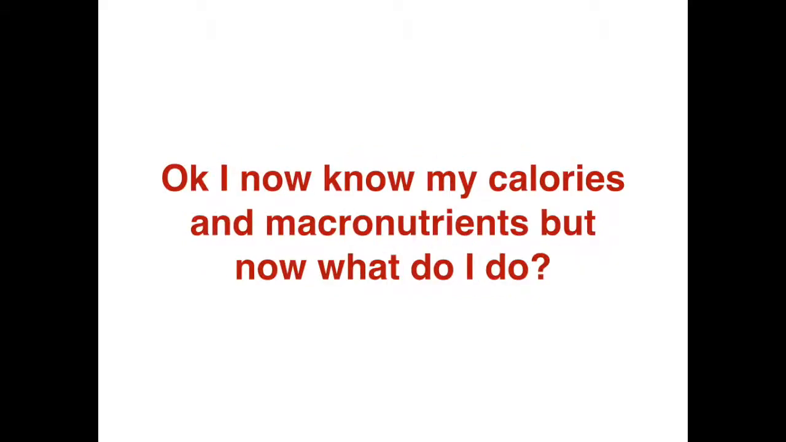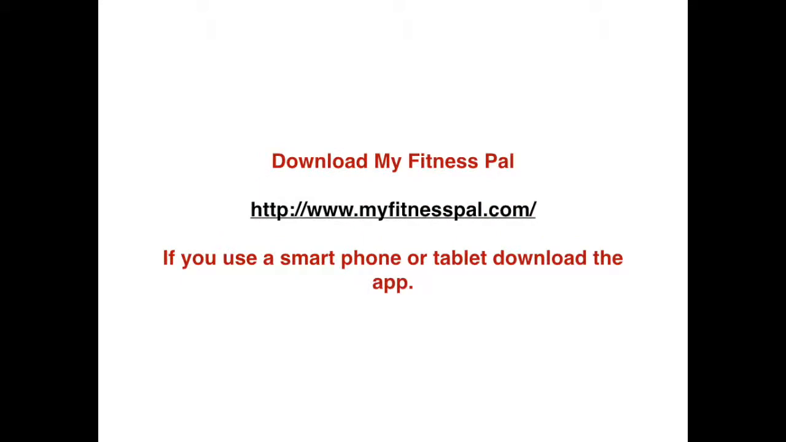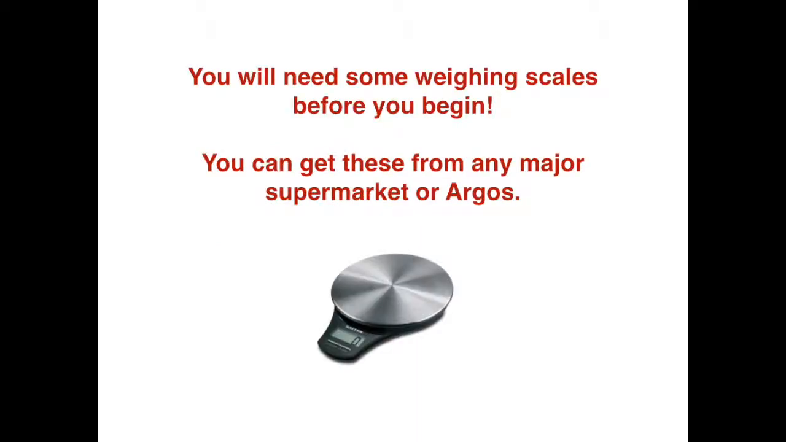So, you now know how many calories you need per day and you know your macronutrients. So, what do you do with this information? What you need to do now is download MyFitnessPal. If you have a smartphone or a tablet, download the app. So write MyFitnessPal in the search. I find it always easier to use on my phone as it's always with me. Before you begin as well, you're going to need some scales as you're going to be measuring your food. You can get these from any major supermarket, Argos or Amazon.